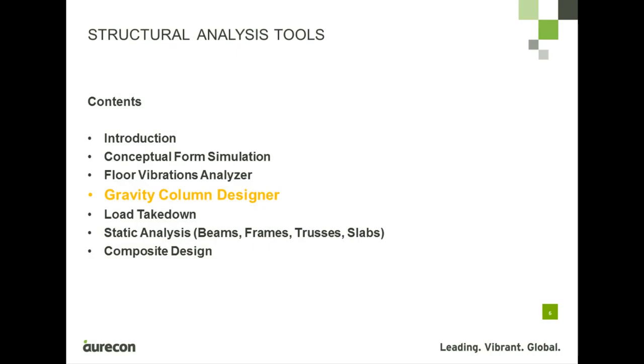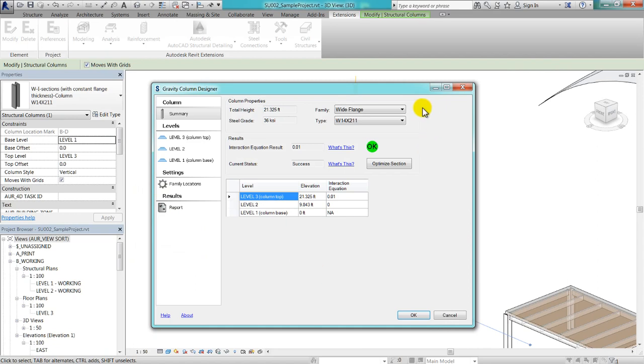Gravity Column Designer. Overview. This tool allows us to design isolated wide flange, HP and HSS columns. The design is conducted according to the AISC 13 LRFD interaction equation method.